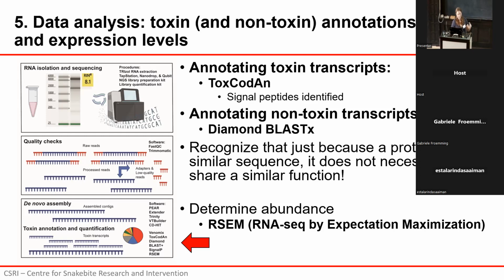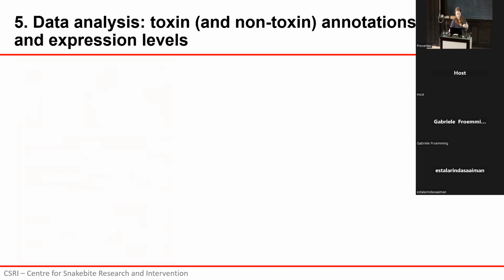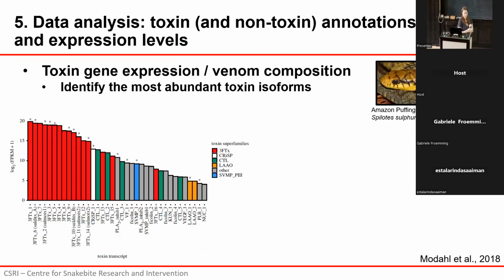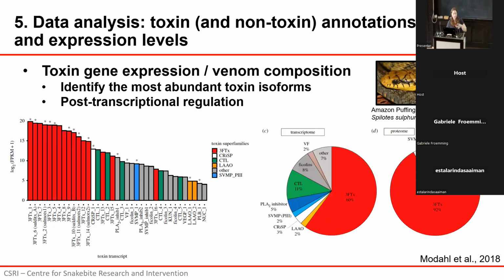And then RSEM is used for determining transcript abundance, usually reported as transcripts per million. So this is just a couple of figures showing you what you commonly see. For each isoform, we have their expression levels, and then we can do the pie charts and actually compare the transcriptome to the proteome here.